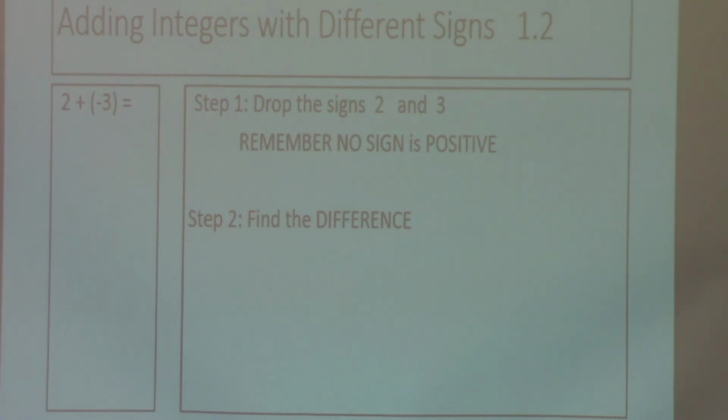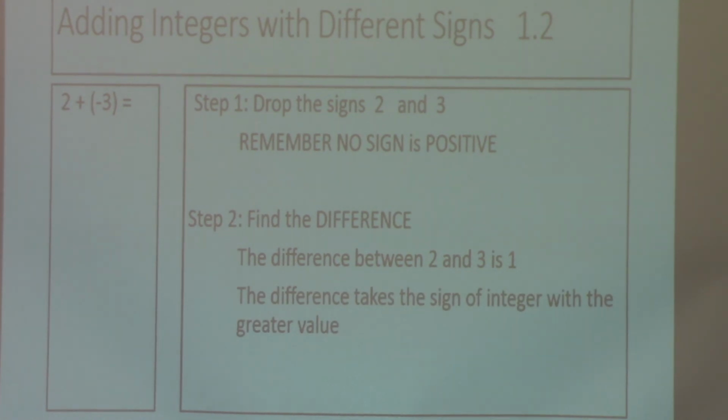Now let's find the difference between 2 and 3. The difference between 2 and 3 is 1. Remember, when we're finding the difference, we're subtracting. So just take the absolute values: 3 minus 2, that's 1. Okay? Now we're going to go back and take the absolute value that was greater. In this case, 3 is greater than 2. And since 3 was a negative integer in the original problem, that means that the sum is -1. So 2 plus -3 equals -1.